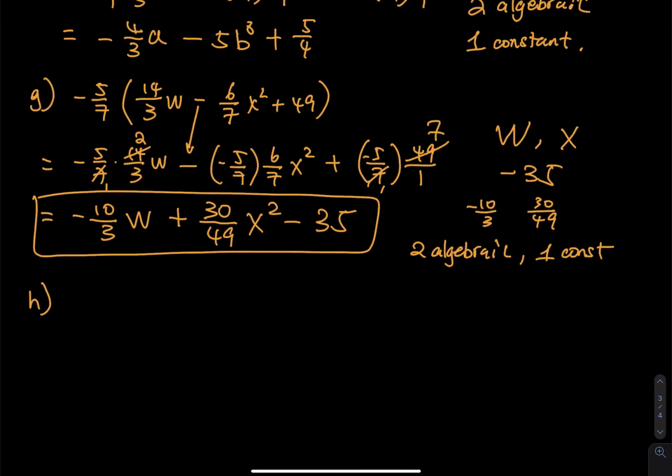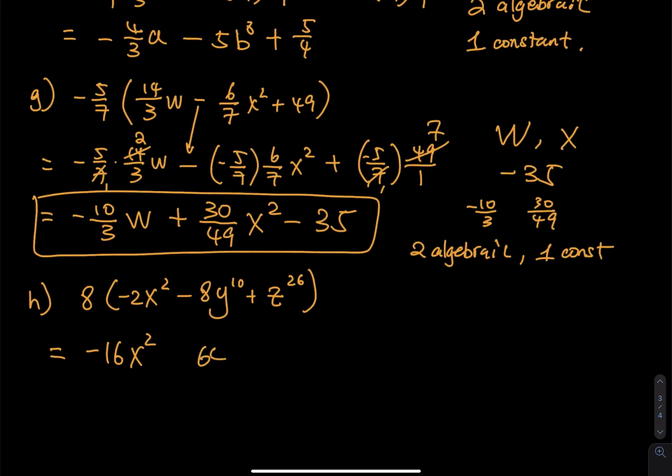We have 8 times negative 2x squared minus 8 times y to the 10 plus z to the 26 power. So first, let's see if you can do this in one step. 8 times negative 2 is negative 16 x squared. 8 times 8 is 64. The minus will carry over, y to the 10, and then 8 times the z to the 26 is equal to 1 times z to the 26. So 8 times 1 is equal to 8, z to the 26.